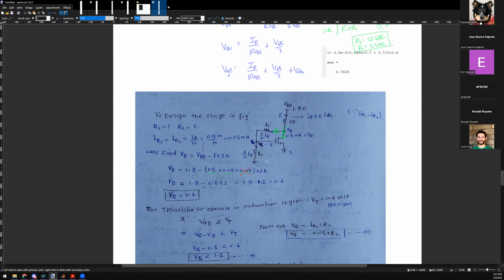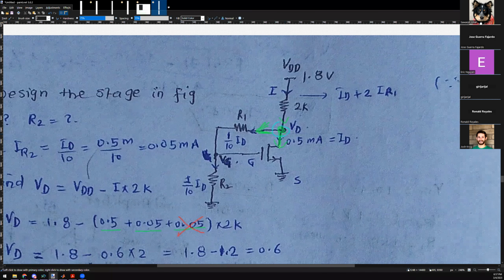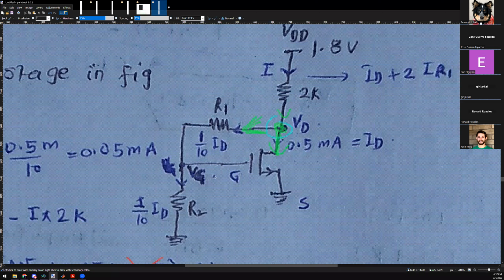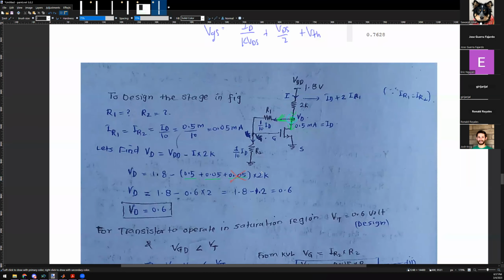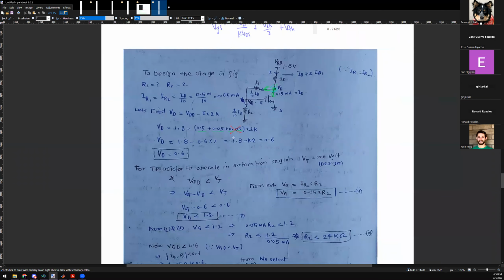You should, right? 5 plus 0.05, because that's the only current flowing through R1. Exactly. You're doing KCL at this node here. Agreed? KCL, there's only one input current and two output currents. And the two output currents are 0.5 and 0.05. And the input current is whatever we're solving for. Right? Yeah. Okay, I do not agree with this solution.